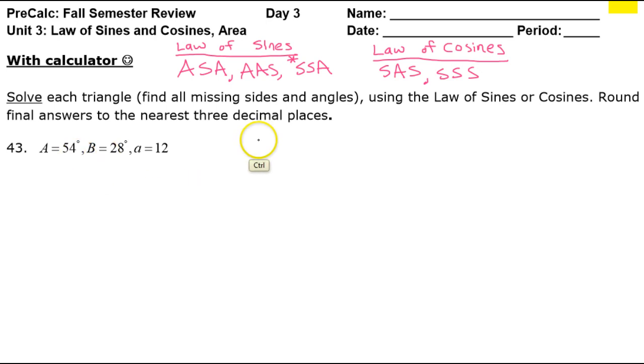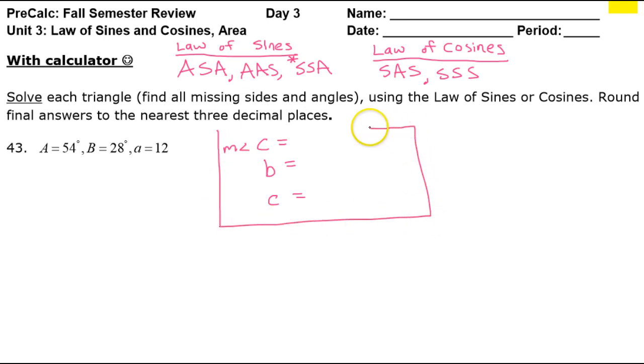Okay, let's make a list of what we're missing. We need to find the measure of angle C, because that's the one angle that's missing. We need to find the length of side B, and we need to find the length of side C. So I like to make a little box and put it off to the side, ready to record these things as we find them.